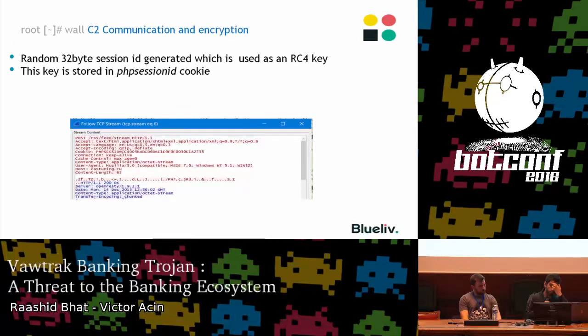But this information is not sent in plain text. It's RC4 encoded, and the key is a 32-byte random ID which is generated. This key is again stored in the pattern so that the command and control server would be able to decode it. This key is stored in the PHP session ID cookie while sending it through an HTTP request. That is how a Vawtrak request looks, and each of the subsequent requests would be random because this key is randomly generated.